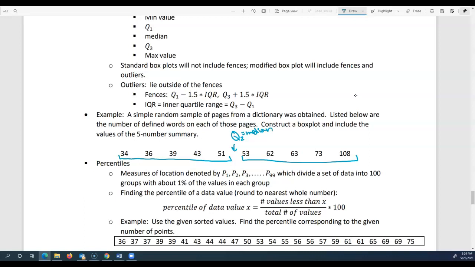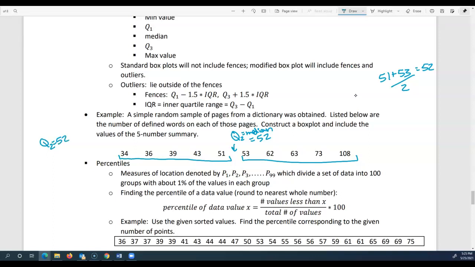And your median is going to be, in this case, we don't have a middle value. We have 2 middle values. So we just find the average of those. What would be between 51 and 53? Well, if we find the average, 51 plus 53, and then divide it by 2, we're going to get 52. So that median is 52. So there's your Q2.